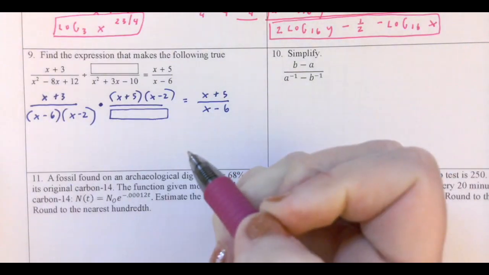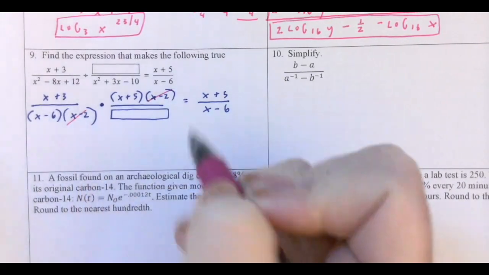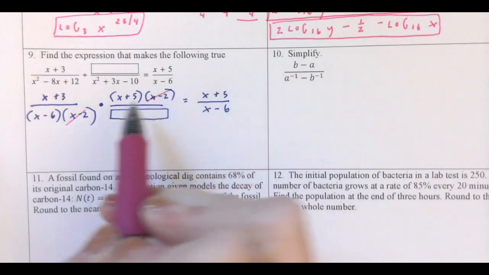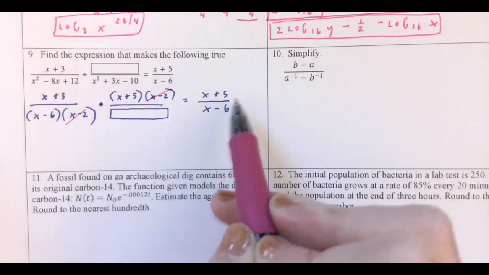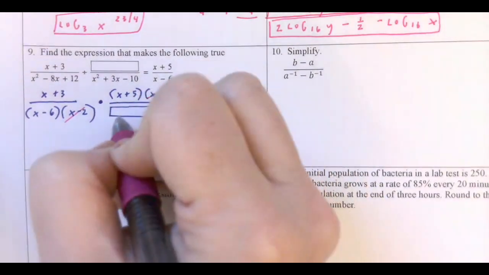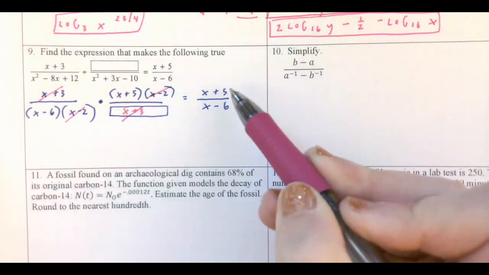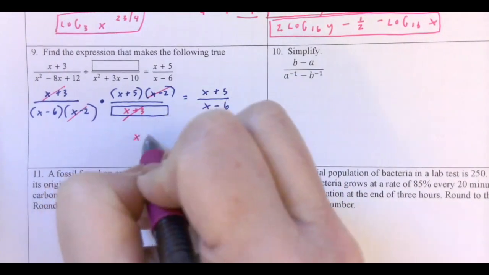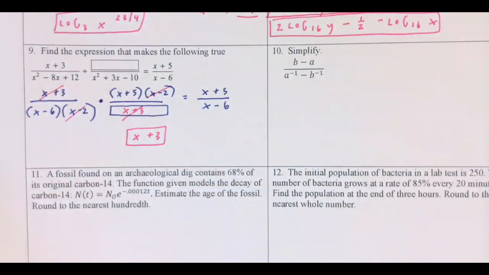Okay, so if I look at what it could reduce right now, I see that these x minus 2's can cancel right there. So right now I have x plus 5, and I have x minus 6, which is what ends up over here. So I'm going to need that x plus 3 to cancel away by putting an x plus 3 right there, right? Because then I'd end up with that x plus 5 over x minus 6. So that missing binomial must be x plus 3 right there to make it all work out and be true.